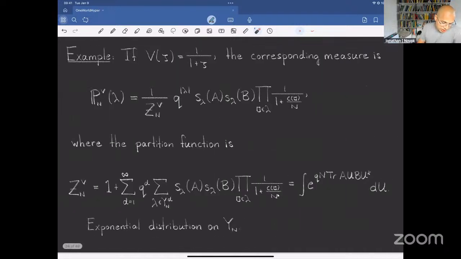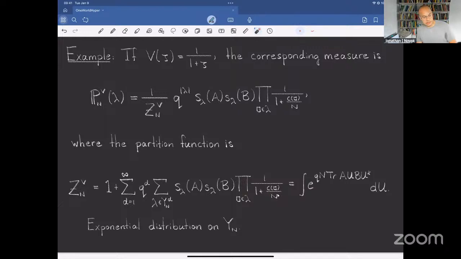So here's another example where the potential is non-trivial. So V of zeta, instead of being just equal to 1, is the rational function 1 over 1 plus zeta. Then I get this probability distribution on Young diagrams with at most n rows, which is really the multivariate version of the exponential distribution on the natural numbers, on the non-negative integers. Okay, and the partition function there is this spherical integral. So you have the Schur measure with this potential, with this weight added into it.